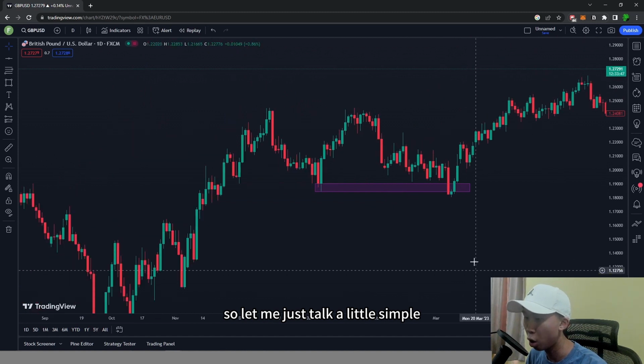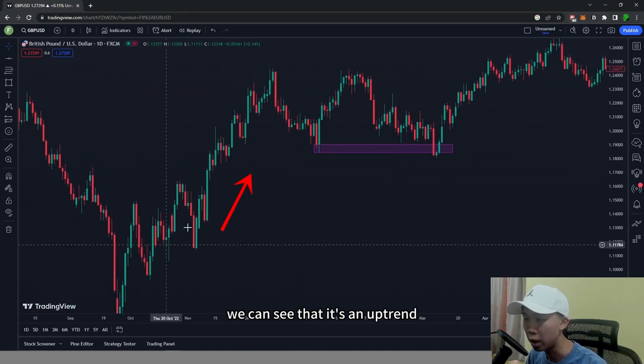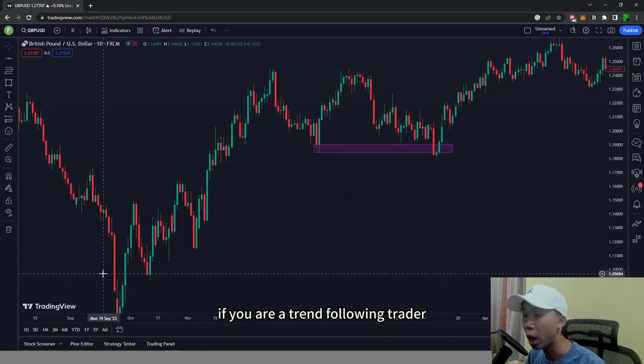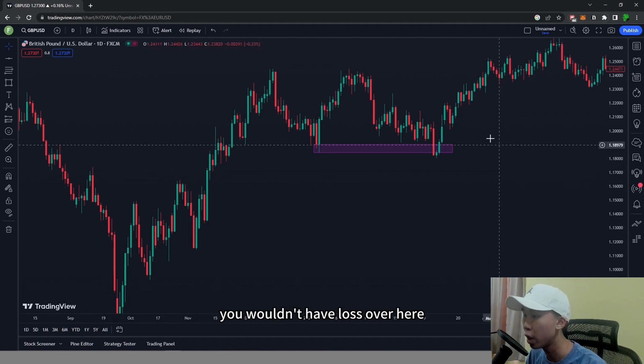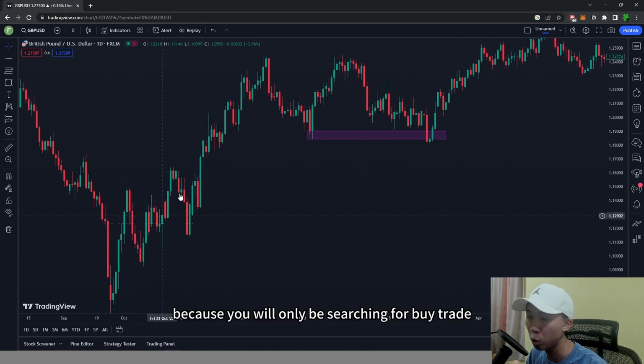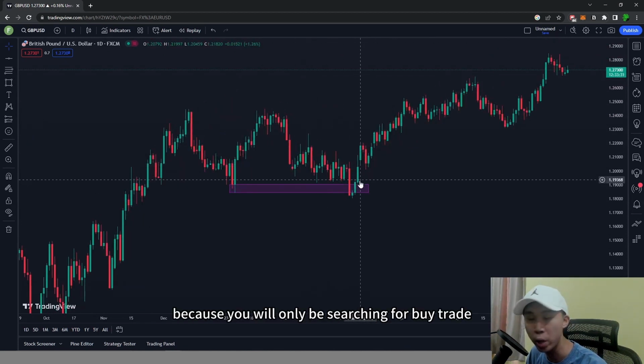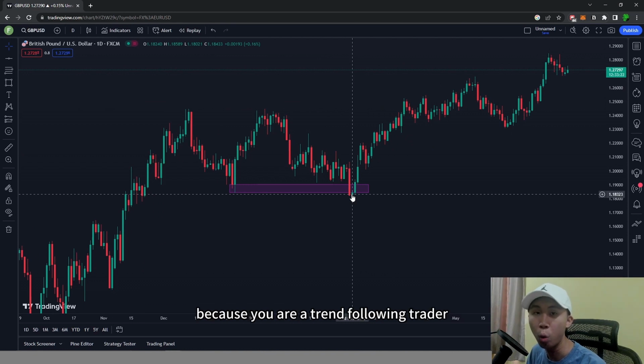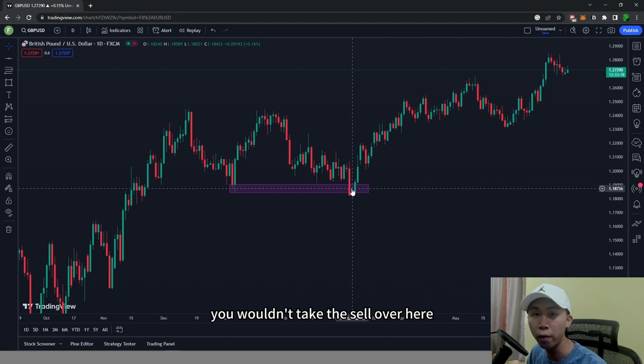Let me just talk a little simply. We can see that it's an uptrend, so it is actually dangerous to take a sell. If you are a trend following trader, you wouldn't have a loss over here because you will only be searching for buy trades. Even though this fake breakout could make you sell, because you are a trend following trader, you wouldn't take the sell over here, therefore avoiding this potential loss.